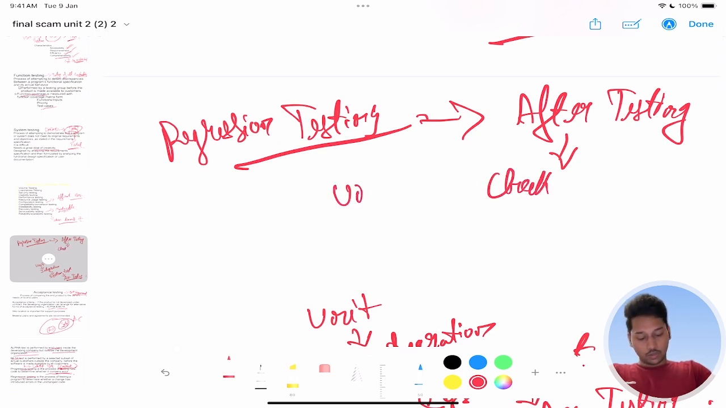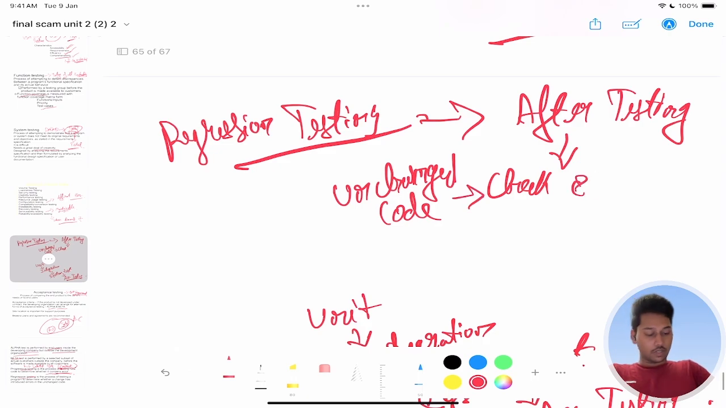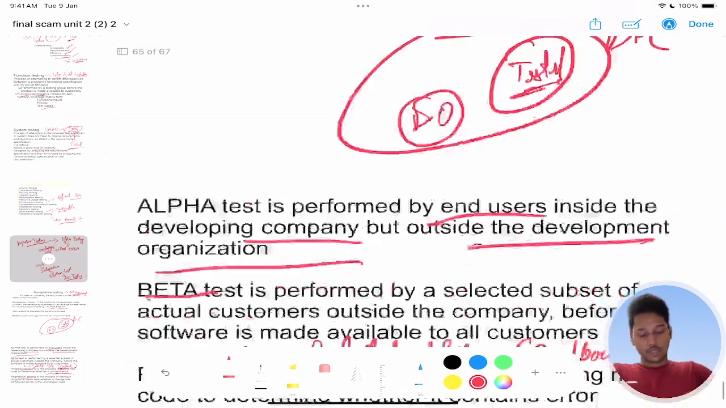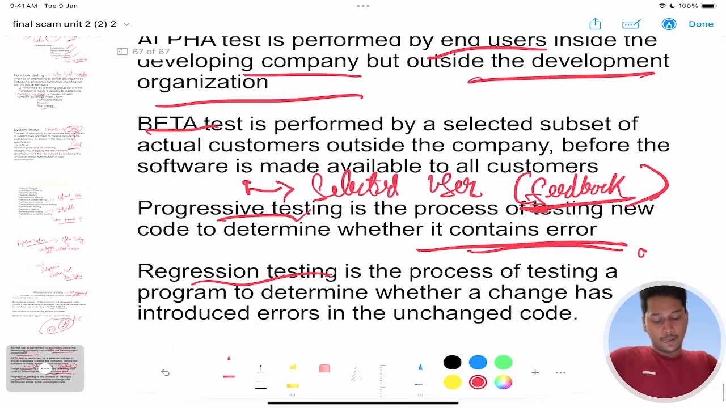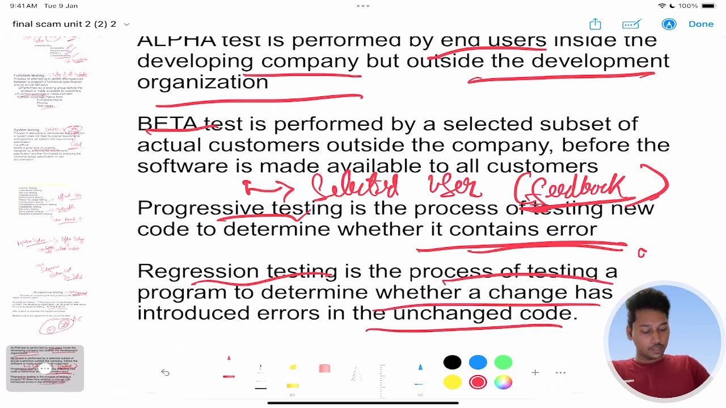The unchanged code is tested for errors. Whenever we perform testing, it should not have an effect on another code, another program. It should not cause any error in another code, the unchanged code, which is not changed. That's all.